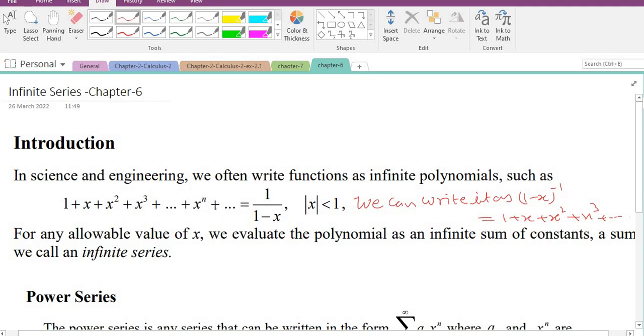This is called an infinite series because after x to the power n plus and so on, the dotted term means it will not finish at any term. So that's why it is called an infinite series.